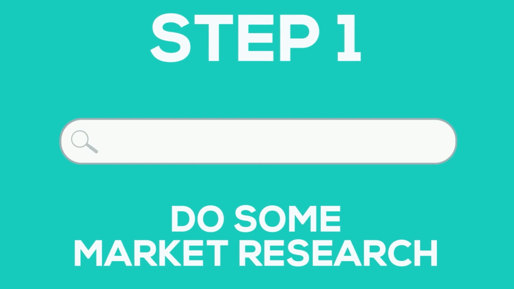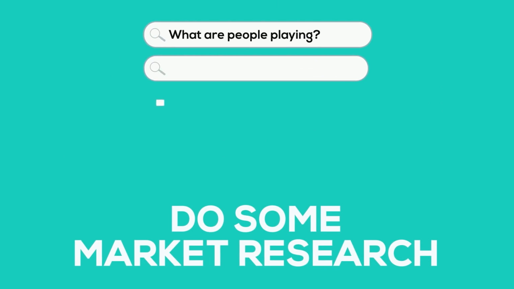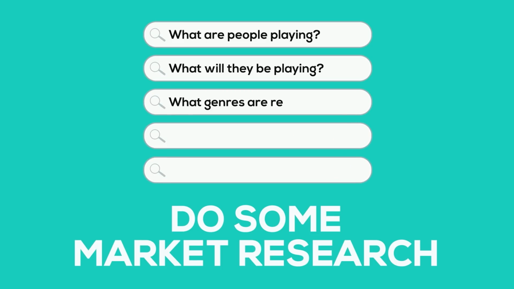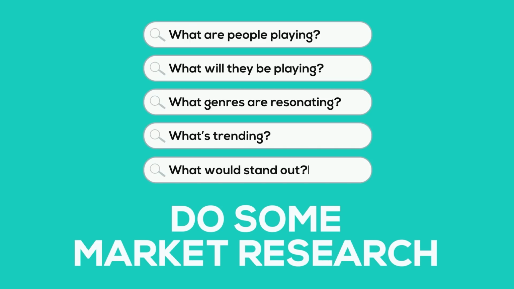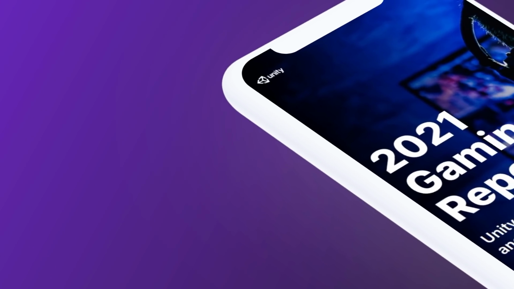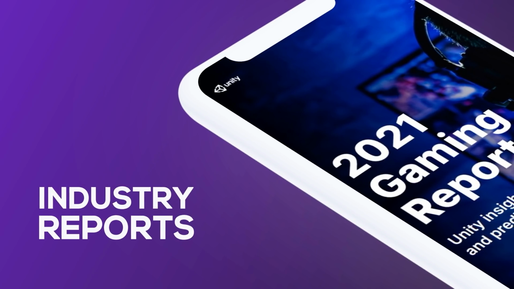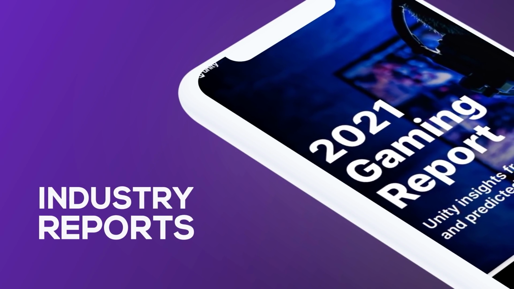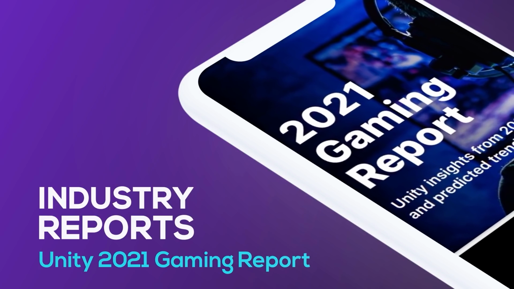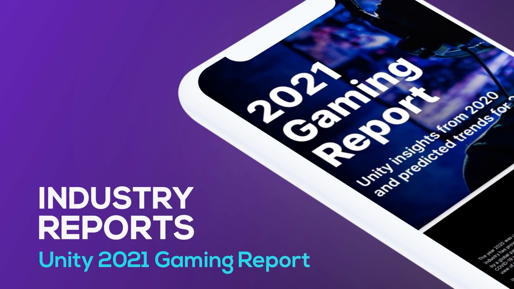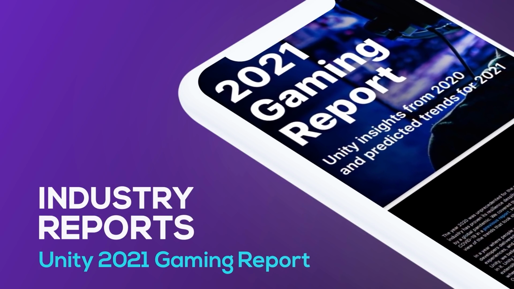Step 1. Do some market research. What are people playing? What will they be playing? What genres and themes are resonating at the moment, and what's trending? Conversely, what would stand out? Take a look at industry reports to get a better understanding of the space and a broad view of the market. Unity's 2021 Gaming Reports has some great data and may be able to point you in the right direction.